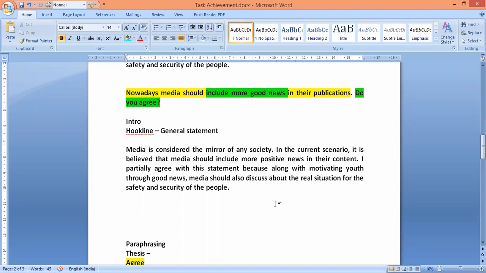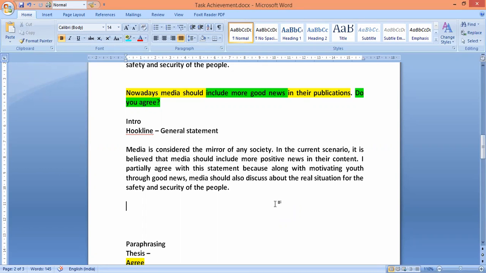So I would suggest you send the essay to me, as you are already doing, and I'll let you know whether it is accurate or inaccurate. That's the first thing. Second, you need to see how much time it is taking, because sometimes just in writing the hook line or the general statement, some students spend 5 minutes. I would say don't do that, because in 5 minutes you can do a lot of things.